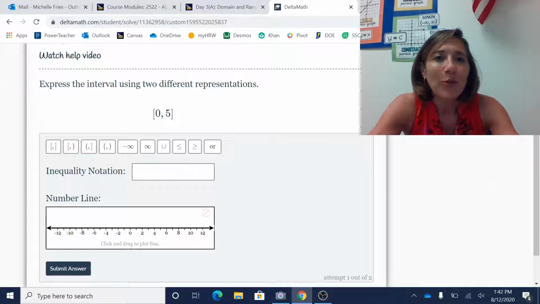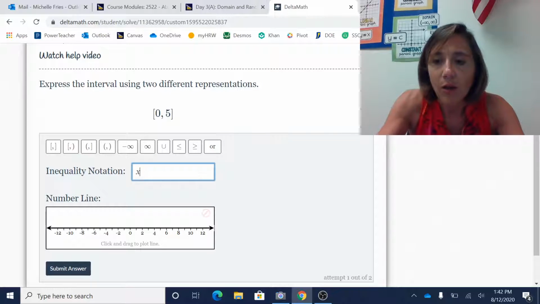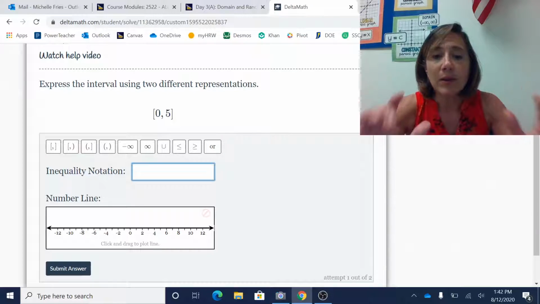Another type of question you're going to see is one that wants you to use the different language that we talked about yesterday. You know how in English you can say, hey, how's it going? Sup? Well, in math, we have different ways of giving the domain and range. So we have an interval given here with closed brackets from 0 to 5, and we are going to change that into inequality notation. So x is going to be between 0 and 5.